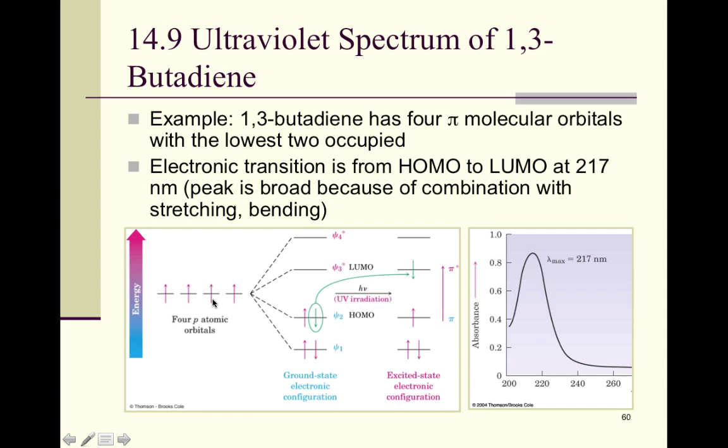Here we have our 4 p atomic orbitals, and what's going to happen is we have the bottom filled with 1 and 2, remember opposite spin. We only have 4 electrons total, so we have these 2 also in here. When we apply UV radiation, it's going to cause one of these to jump from its highest occupied molecular orbital to the lowest unoccupied molecular orbital. That's this one here. It's this energy difference here that we're able to see in our spectra.